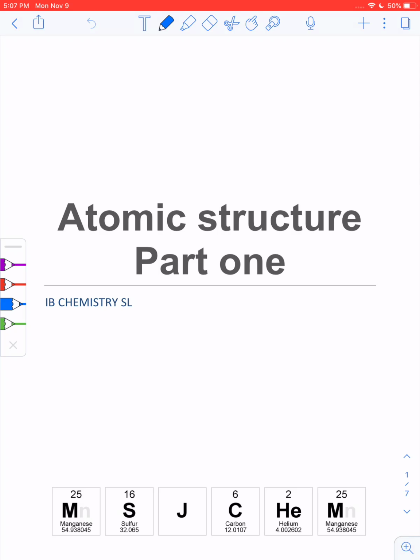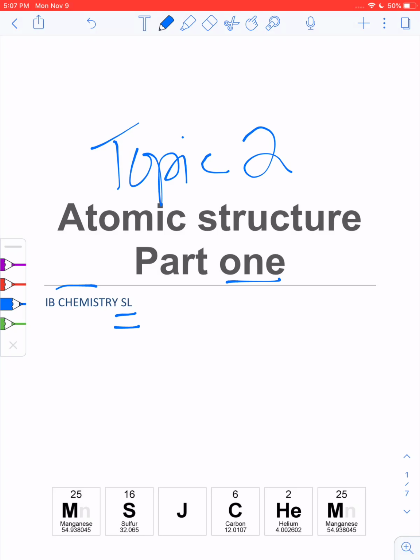So atomic structure, this is topic 2 in our IB curriculum. For the SL level, there's actually a part 1 and a part 2. And then there's also a separate section for the HL students. So if you're in HL, then you'll be doing all of that. If you're in SL, you will only be doing the ones that say SL here. And there's a part 1 and a part 2.